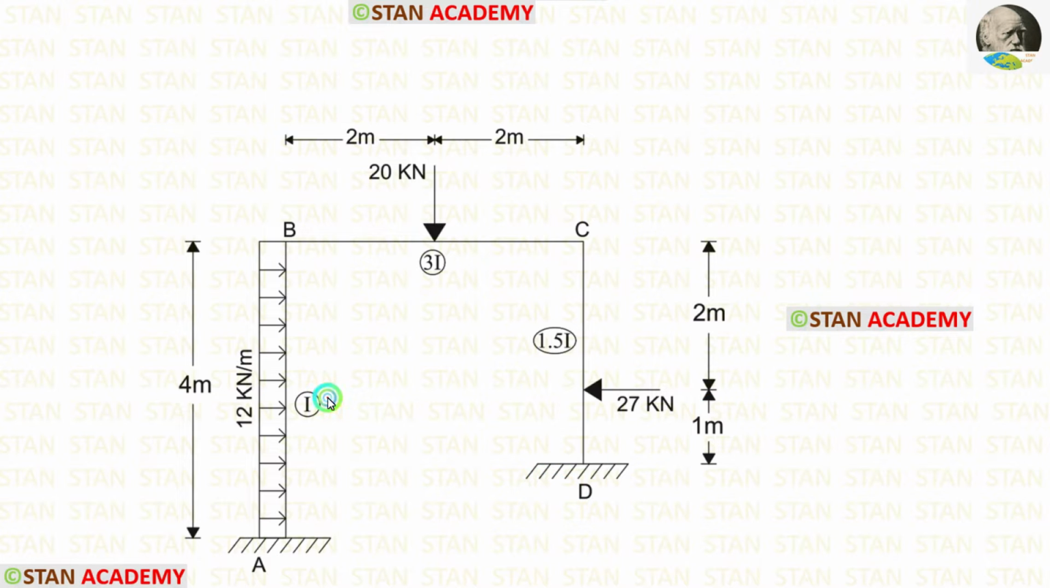The moment of inertia for the span AB is I, for the span BC is 3I, and for the span CD is 1.5I. Length of the column AB is 4 meter. Length of the beam BC is 4 meter. Length of the column CD is 3 meter. At the points A and D, there are fixed supports. This frame is a sway type frame because the columns AB and CD have different lengths.